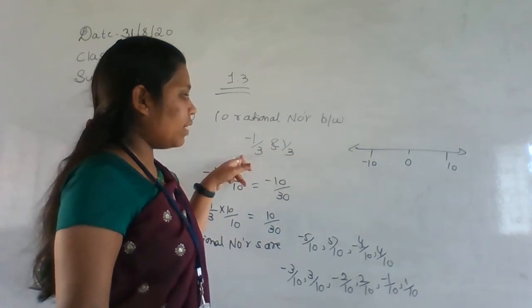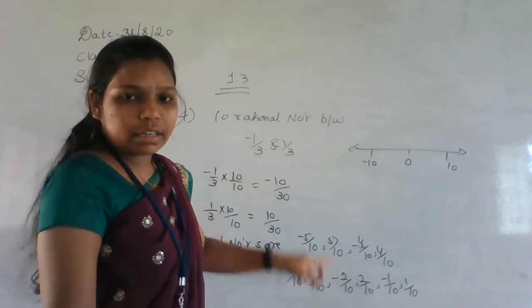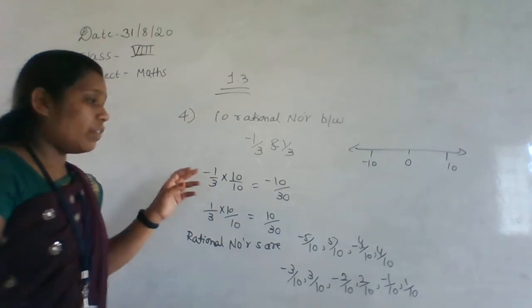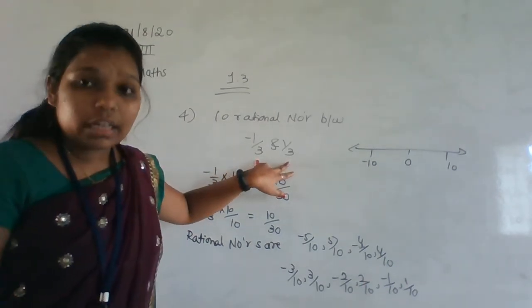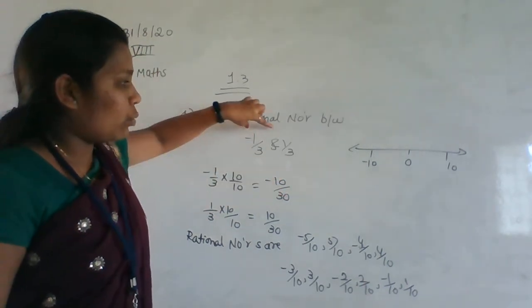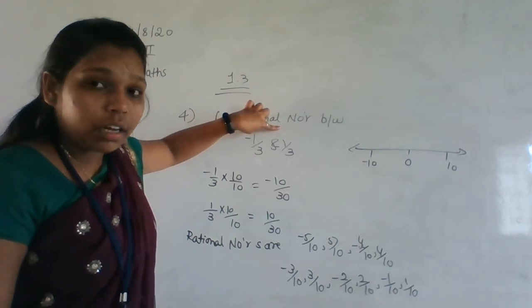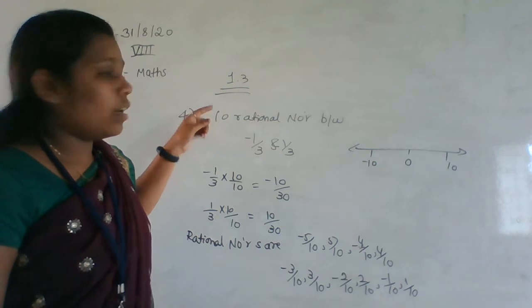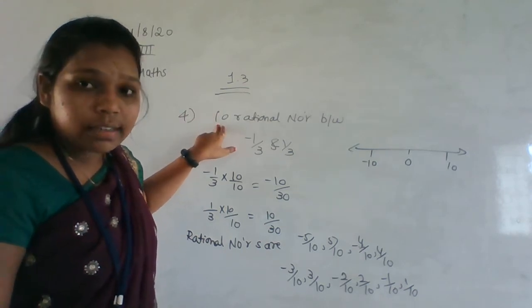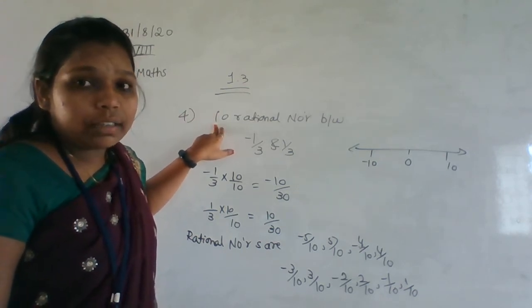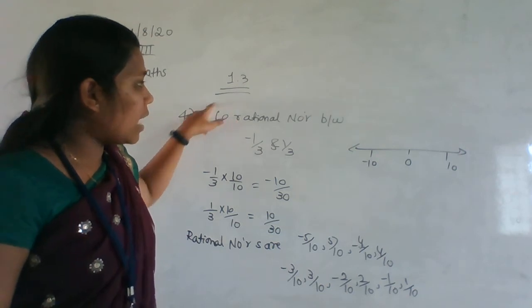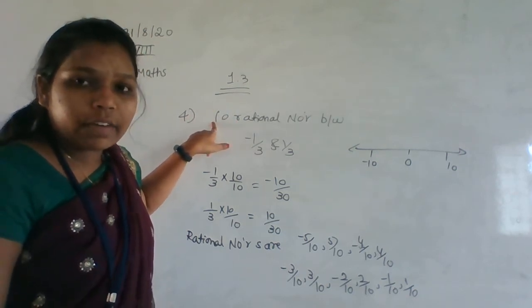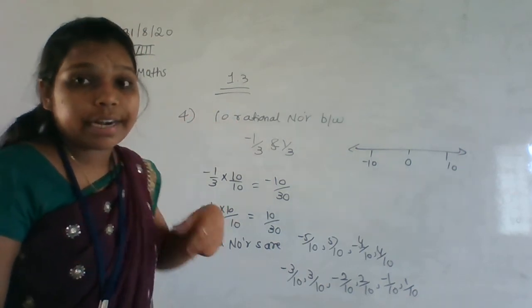In between minus 1 by 3 and 1 by 3. Like that we have to do. First we have to check the denominator value. After that we take the difference of the numerator values. If there will be a difference not more than 10, how many numbers they asked here, that we have to take. That difference should be greater than this number. Okay, here they gave 10, so that's why we want a difference greater than 10.